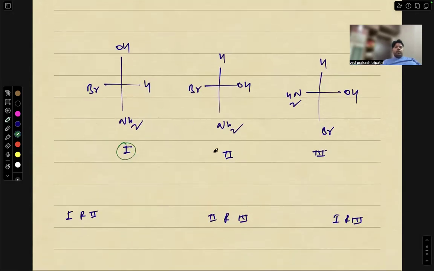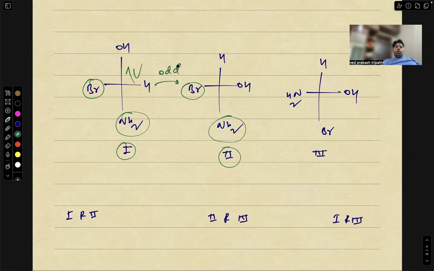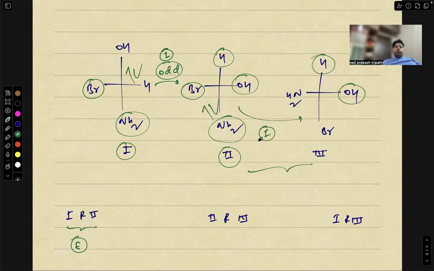If you compare 1 and 2, you can see bromine on the left, and NH2 vertically down in both. So there is just one exchange between OH and H. So this is odd. Odd means 1, and 1 means enantiomer. So this is enantiomer. Simple. Now second and third. H, OH, OH. Now there is an exchange between bromine and NH2. So again one exchange, odd, so again enantiomer.